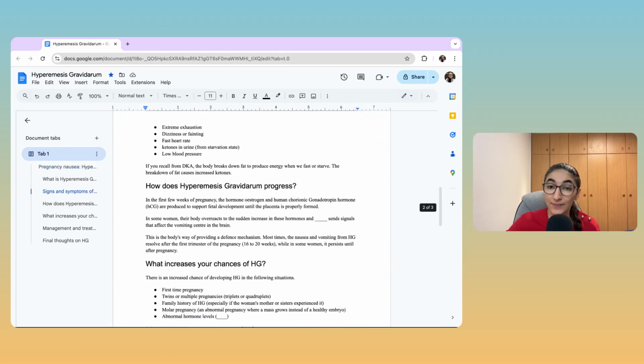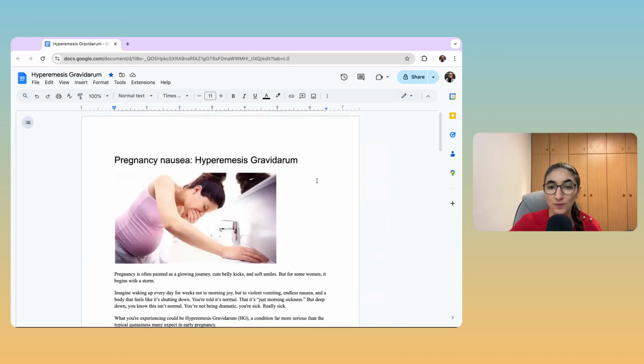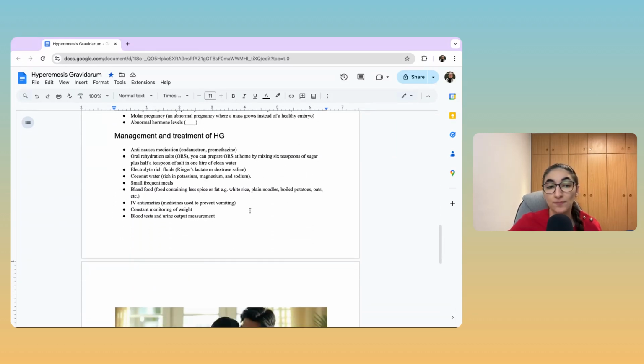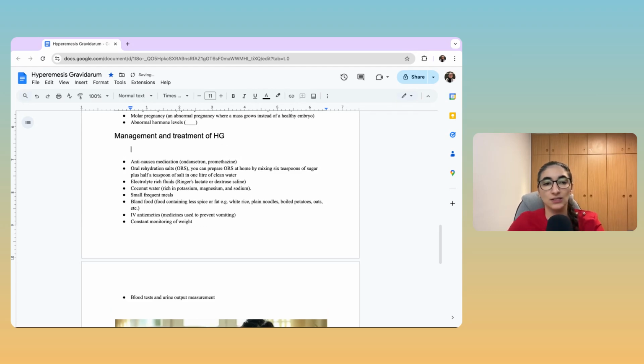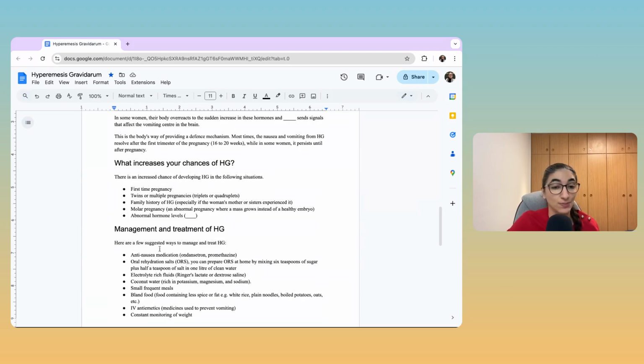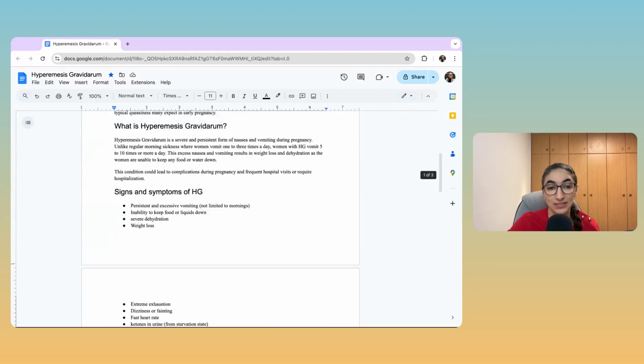And yeah, I think overall it was pretty good. I didn't change too much. And I really like the bullet points here. I think probably one last thing I would add is, here are a few suggested ways to manage and treat HG, just so that people know what the bullet points are about, because it's quite tempting to just have a heading and then just put bullet points straight away, but you want to try and have some kind of introductory sentence.